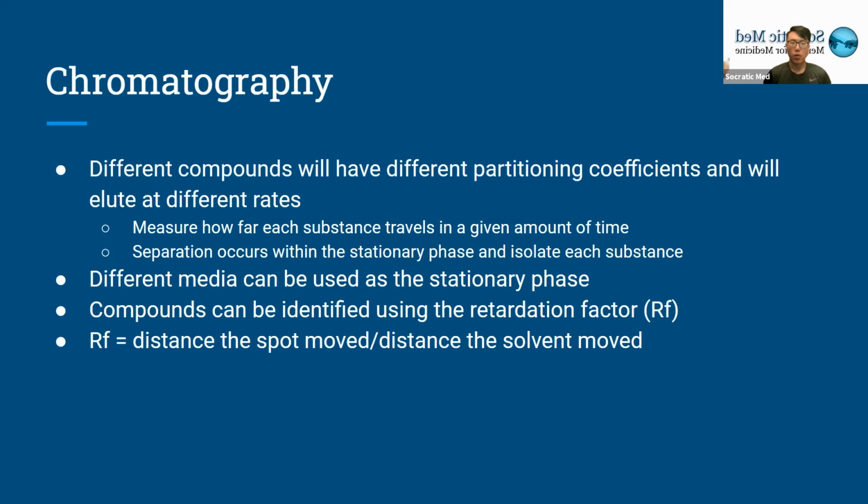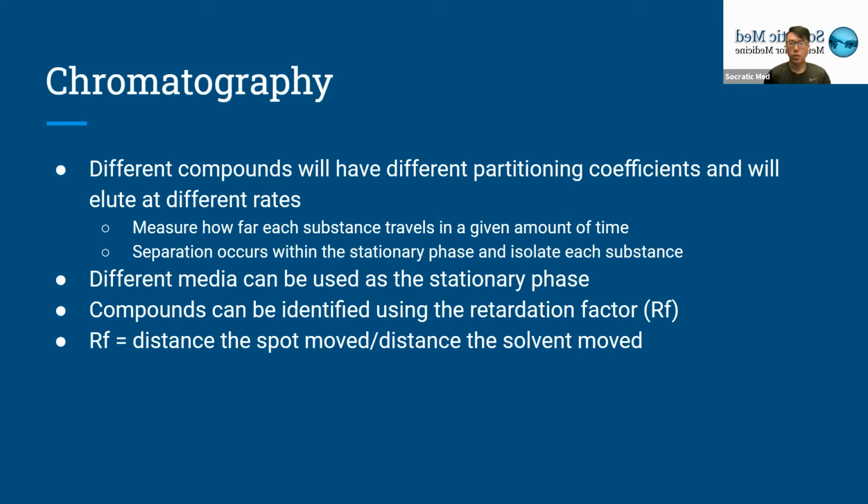So there's different types of chromatography, and this is because there's different media that can be used as the stationary phase. Like I said, the compounds will adhere to the stationary phase at different strengths, depending on the different physical and chemical properties. If you use a non-polar stationary phase, that causes the non-polar compounds to stick to the stationary phase more, and they won't travel as far as the polar compounds. And the opposite will happen if you use a polar stationary phase.